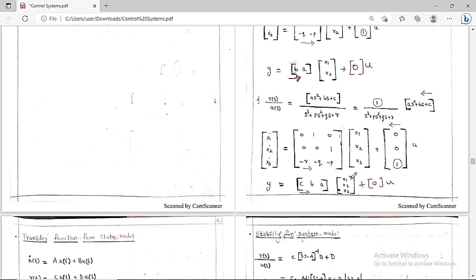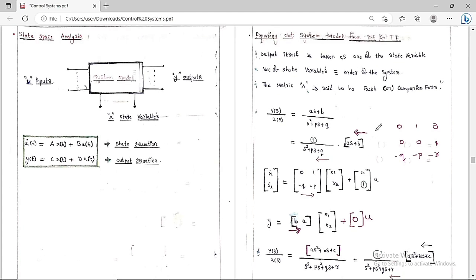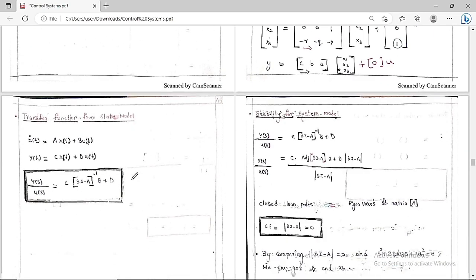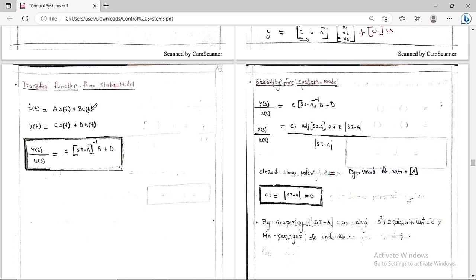Suppose they are given a differential equation, then apply the Laplace transform, get it in terms of the transfer function, and then apply this shortcut in order to get the state model equations. Now let's go for the transfer function. How to obtain the transfer function from the state model? Suppose you know the state model, then how do you write the transfer function? It is the reverse of the previous case. Previously, by knowing the transfer function, we wrote the state model. Now, in reverse fashion, from the state model, how to write the transfer function, that we are going to discuss.